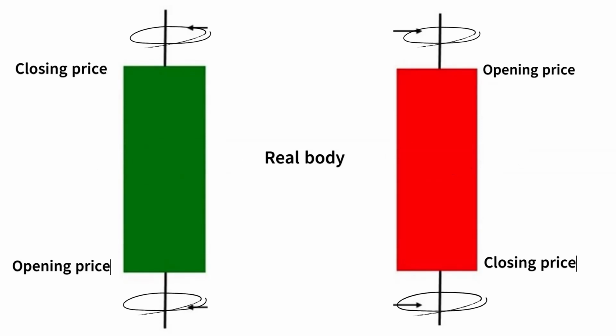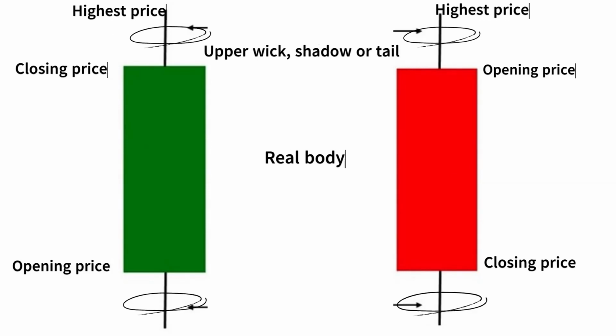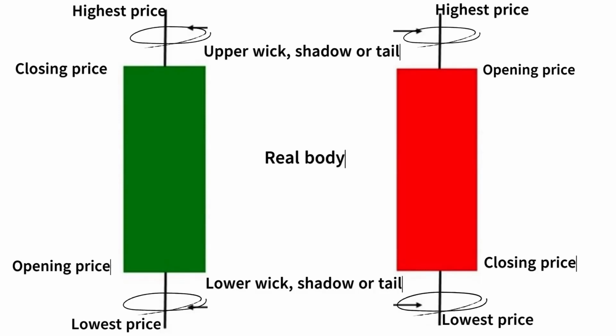These lines that extend from the body are called wicks or shadows. The upper wick or the upper shadow extends from the top of the body and represents the highest price reached during the time period. The lower shadow or the lower wick extends from the bottom of the body and represents the lowest price reached during the time period. By analyzing the combination of body size, shadows, and positioning, you can derive valuable insights into market direction and price action.